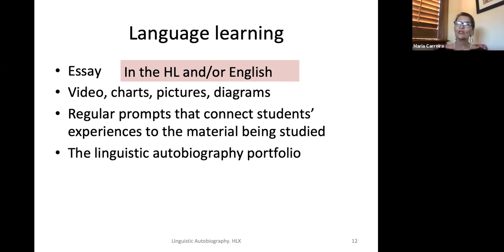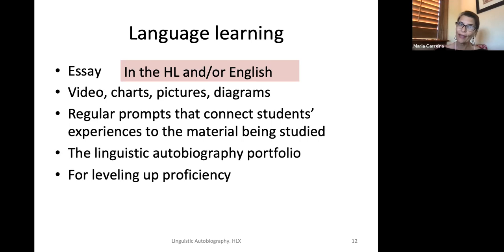This gets to the notion of the linguistic autobiography portfolio, which at the end of a semester can be a pretty hefty collection of experiences and reflections. These can help students think about themselves deeper. They can be given to the next level up to inform teachers about students so they can better plan their lessons. And they can also be transferred to other areas of learning in an academic setting.